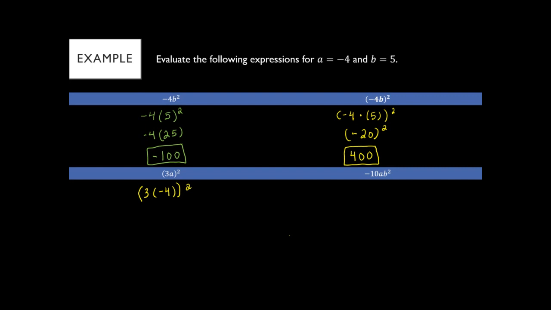So with 3 times a, order of operations says that we need to do inside the big set of parentheses before we do the exponent. So I need to do 3 times negative 4 first. That gives me negative 12. And then we square. This is a negative 12 times a negative 12, so that's going to give us a positive 144.